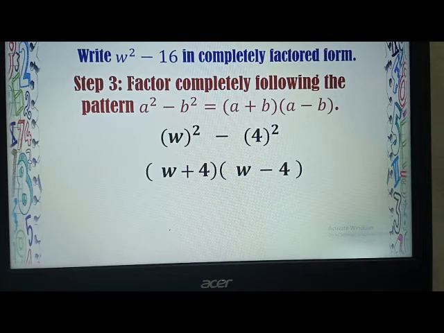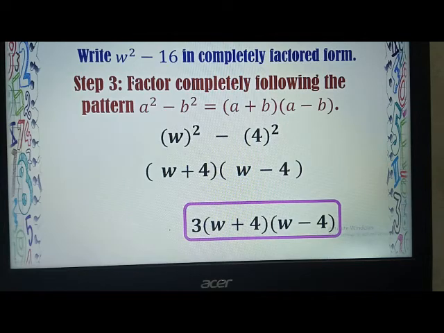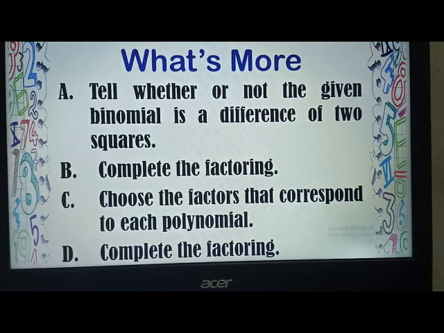And so for the completely factored form of w squared minus 16, we have the GCMF a while back, which is 3 times the factored form of w squared minus 16, which is w plus 4 times w minus 4. So this is now the completely factored form of 3w squared minus 48.